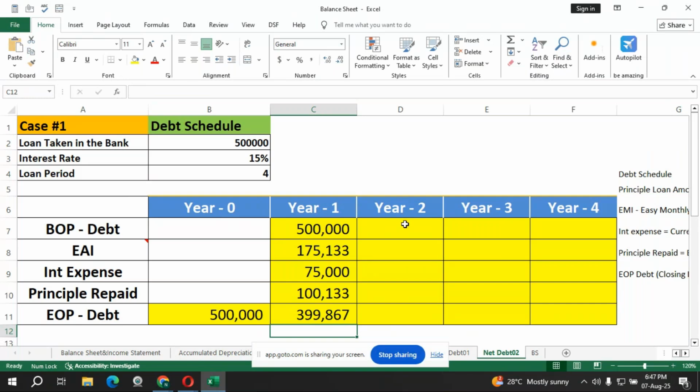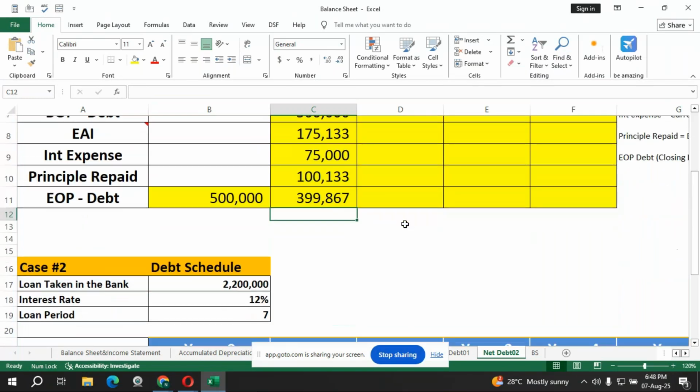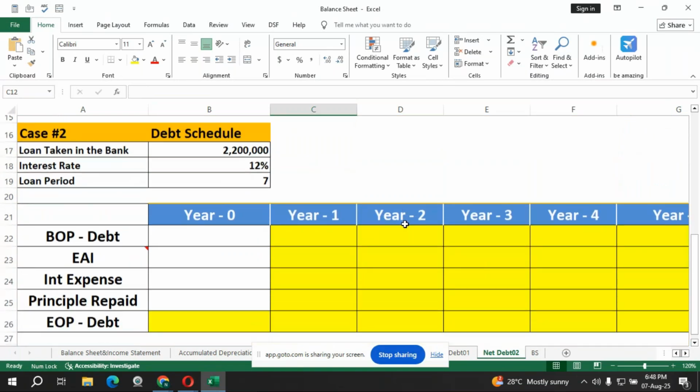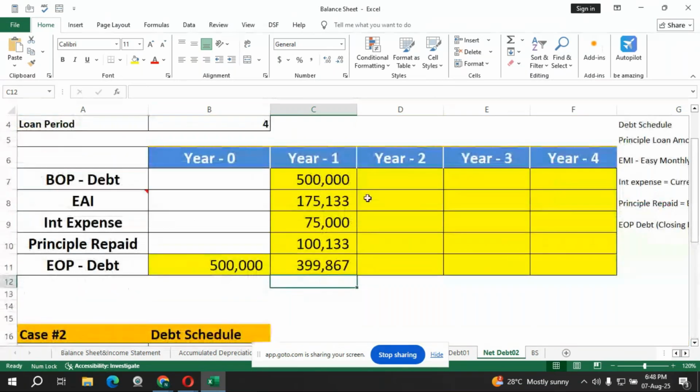Then I'll give you sufficient time to work because you have a similar case study here also. Here you have for 7 years. Here you have for 4 years. So it'll be a good practice for you. Then again you carry forward to year two. Year one closing balance will become year two opening balance.